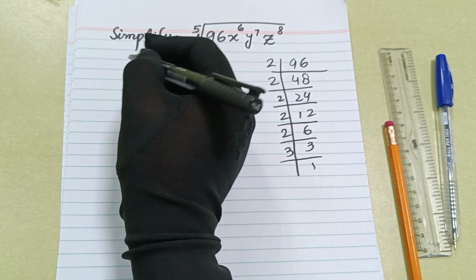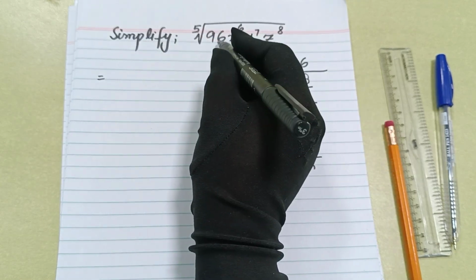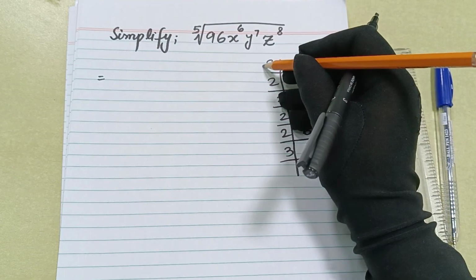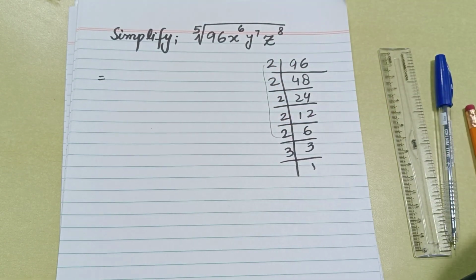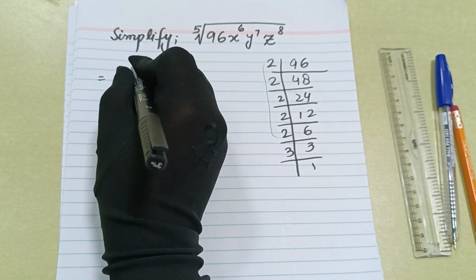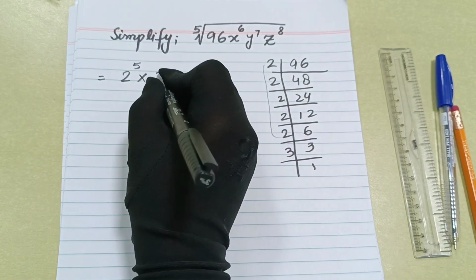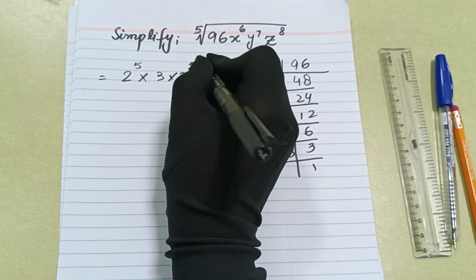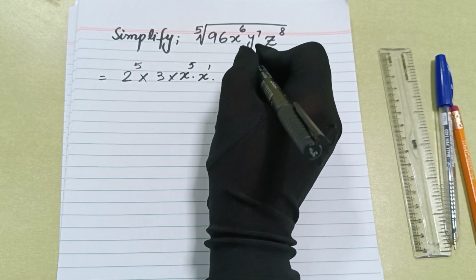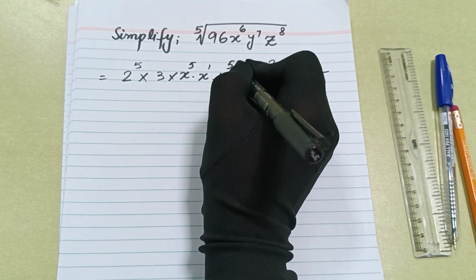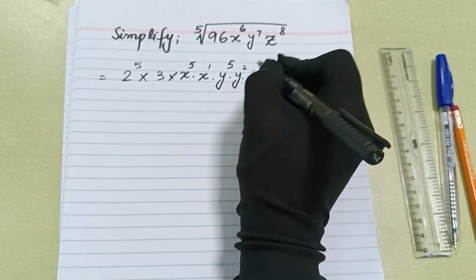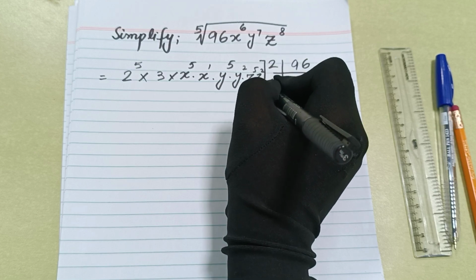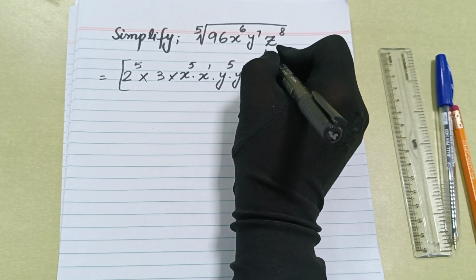As the fifth root is there, so for 96, we will prefer that if possible we make the set of 5 numbers from here to here. So we will make the set of 5 numbers. 2 power 5 we will write, and then this 3 is a single number. From the variable x power 6, we will separate out x power 5, x power 1. From y7, we will separate out y power 5 and y power 2. z8, we will write z power 5 and z power 2 in the same fifth root.